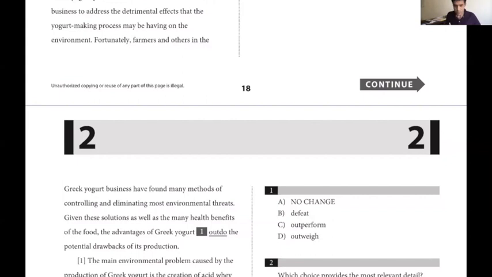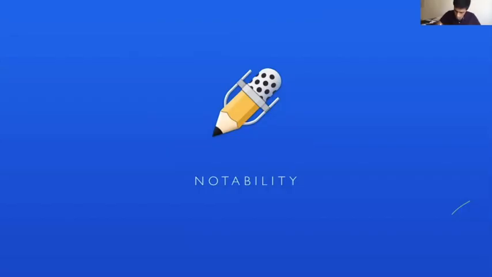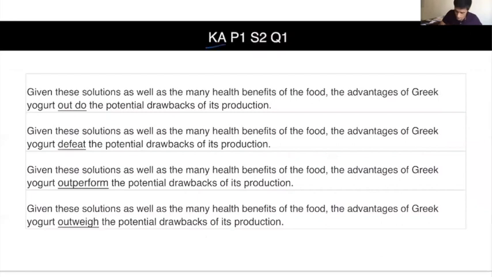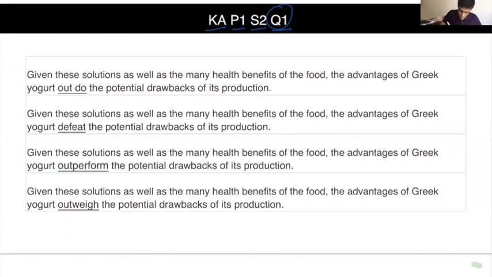So what I've done is this: we're going to do the question here, but we are also going to review it in another format. We are going to review it like so. This is Khan Academy, paper one, section two, question one. That's the approach, okay? If you find any of these wrong, just let me know and I'll correct it on the screen. Okay, so in this sentence, what is happening? This is A, B, C, D, right?